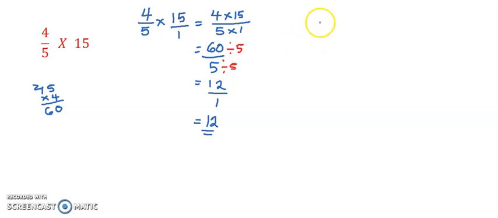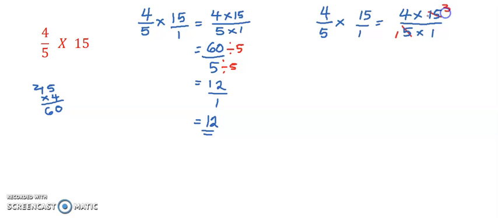Okay, so let us do it the other way, because some of you may have done it the other way. 4/5 times 15. We're going to change the 15 into 15 over 1. All right, let us multiply the numerators, 4 times 15, and multiply the denominators, 5 times 1. Is there anything when we look closer that we're able to cancel out? Yes. 5 divided by 5 gives us 1. 15 divided by 5 gives us 3. Remember, you have to divide by the same number.